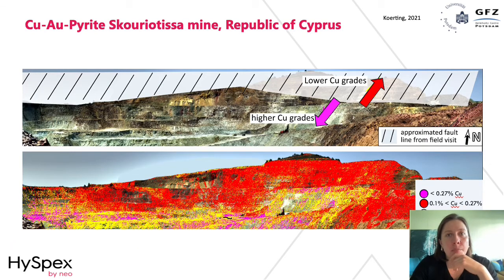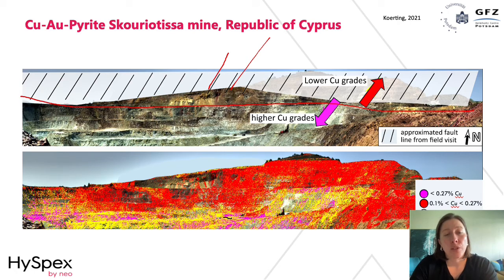So another example is the copper-gold pyrite mine Skouriotissa in the Republic of Cyprus. And here the main goal was to differentiate between lower copper grades and higher copper grades. And just to give you the geological setting here, so we have a fault which runs right through this deposit. I tried to show that here in this shaded area, but it actually just crops out here somewhere, and then it runs into this area. And you can see that this is an east-west running fault.